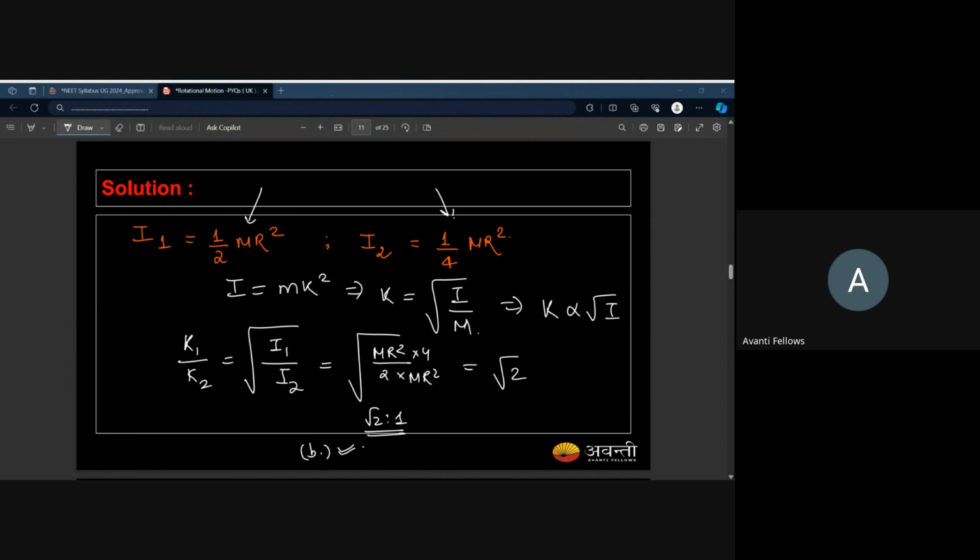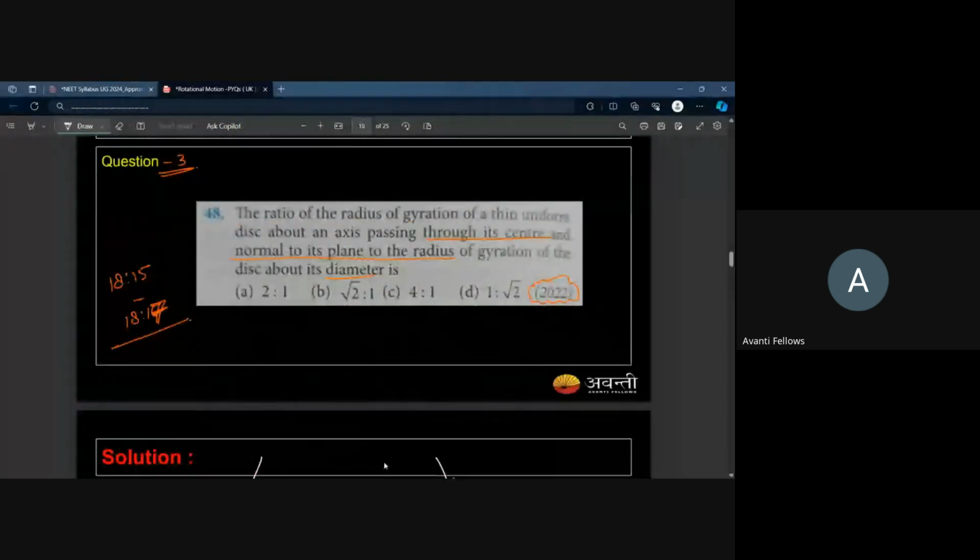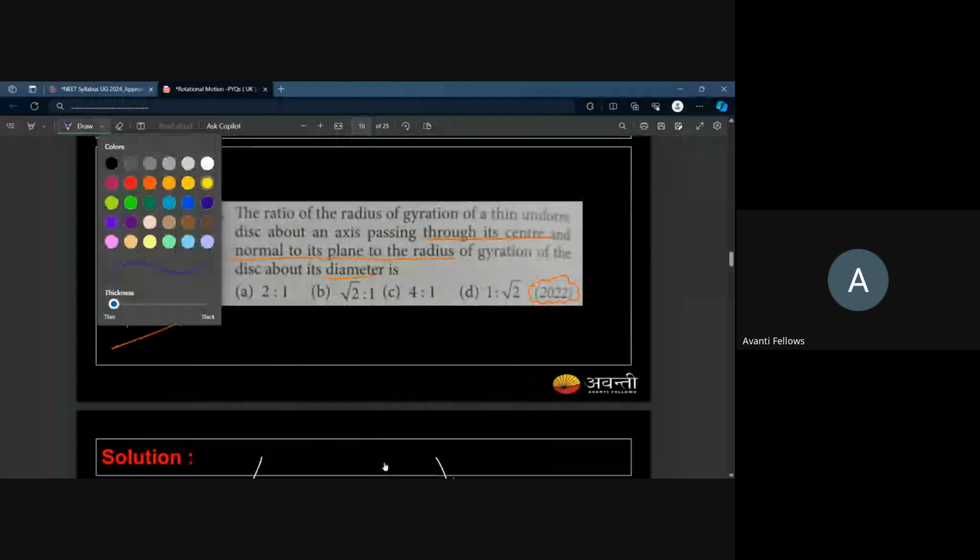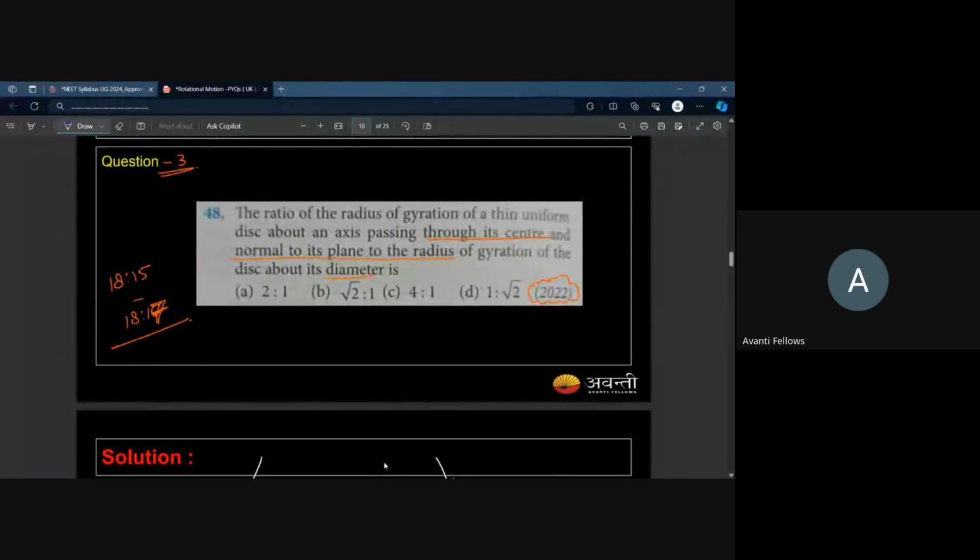Wait a second. Let's go to the question again, and then we will discuss it. They are not asking you to find the ratio of the inertia. It is the ratio of the radius of gyration. Now, they want you to calculate K1 by K2. Do you know what radius of gyration is? Look, this one is an imaginary concept. We consider that at this radial distance, let's say K, the inertia would be equal to the actual moment of inertia of that body.